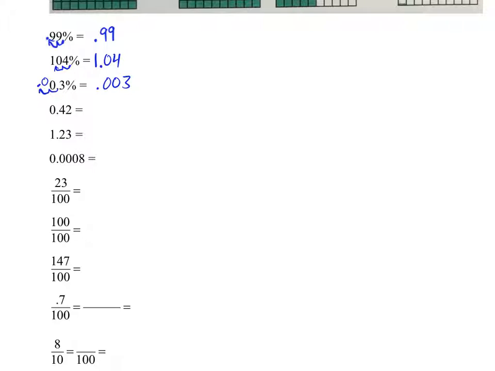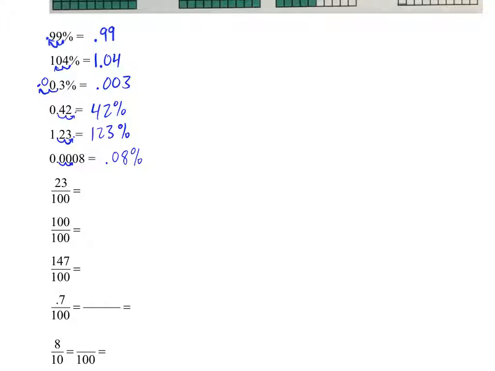Now these next 3 you'll notice aren't starting as percent. We have the decimal, so we need to go the other way to make it a percent. So 0.42 is 42%. 1.23 is 123%. For these, the same as what we were doing before, we just move the decimal point 2, but now we move it to the right. When going to a percent, we go 2 to the right. So 0.0008 is 0.08%. So 8 hundredths of 1%. You'd have 8 hundredths of one of those little squares filled in. Good?